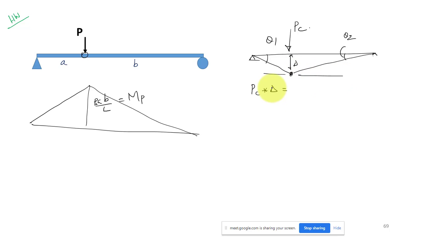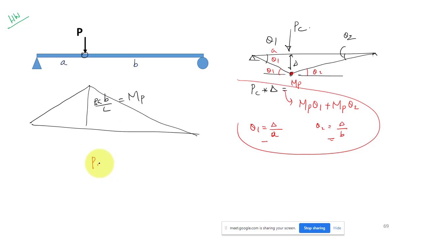What will be the internal work done? This is my plastic hinge with moment MB, and theta 1 and theta 2. The internal work done will be MB into theta 1 plus MB into theta 2. Now we can write theta 1 is equal to delta by A, and theta 2 is equal to delta by B. You can substitute everything here and solve it, and you will get the same answer, PC equal to MB times L by AB.